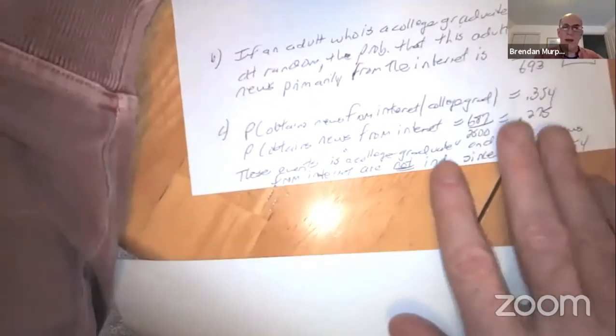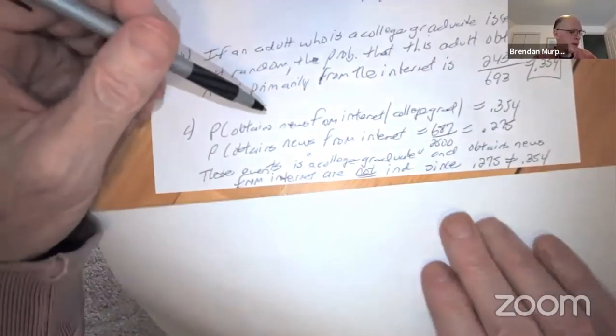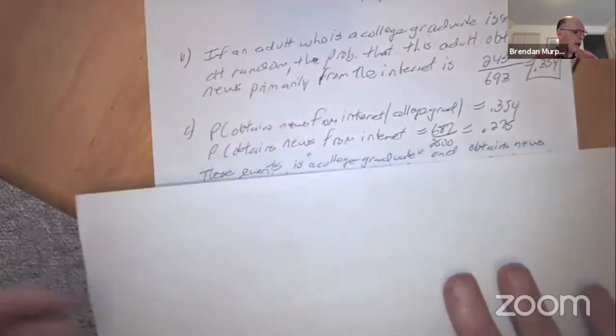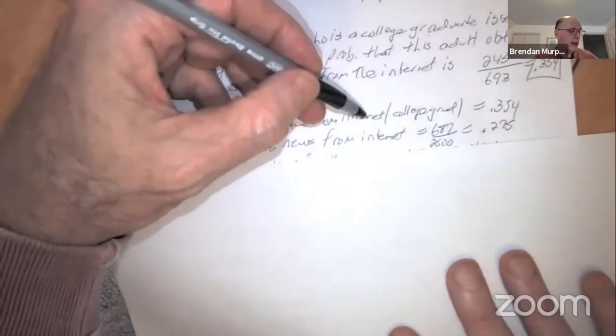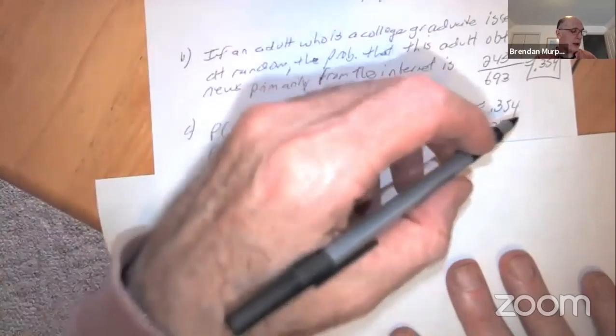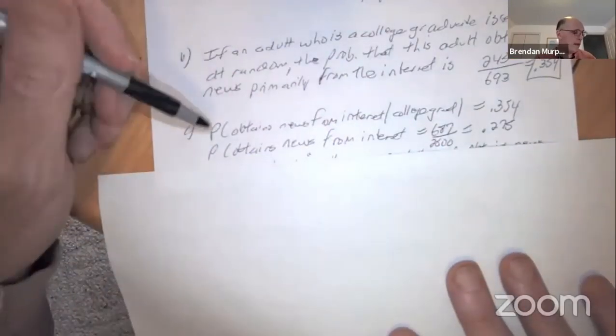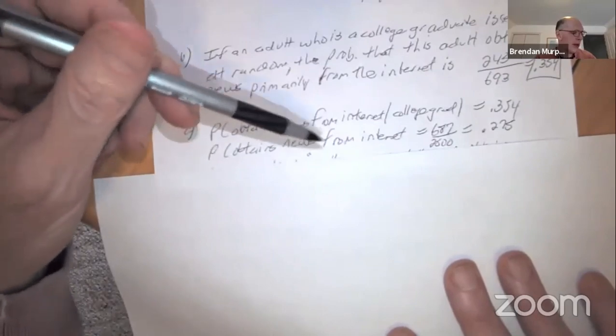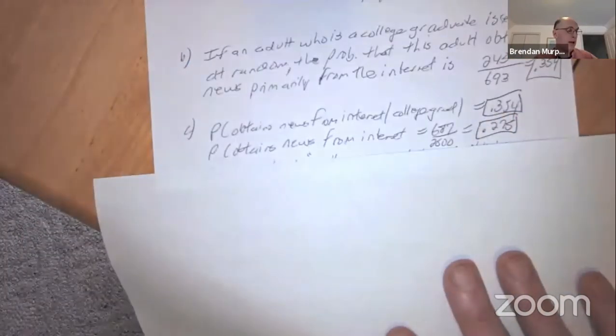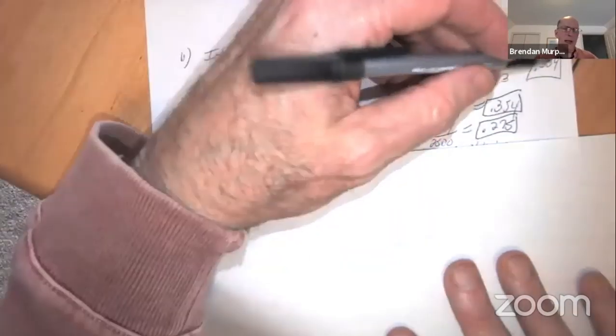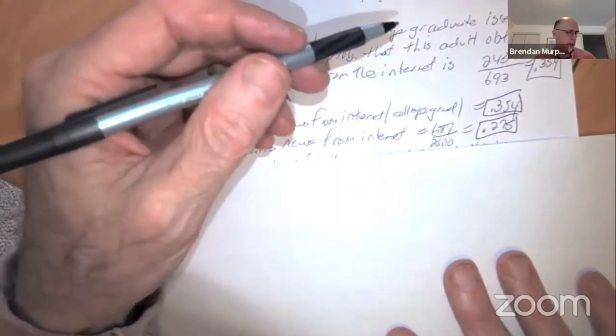So I tried to do it in words, in maybe math symbols, I guess. The probability that you obtain your news from the internet, given that you're a college graduate, is 0.354. That's what we did in part B. What's the probability that you obtain the news from the internet? That's 0.275. Well, I guess we hadn't calculated that. So I guess we weren't going to compare just A and B here. We needed to use what we had done in B and maybe add a third number in here.